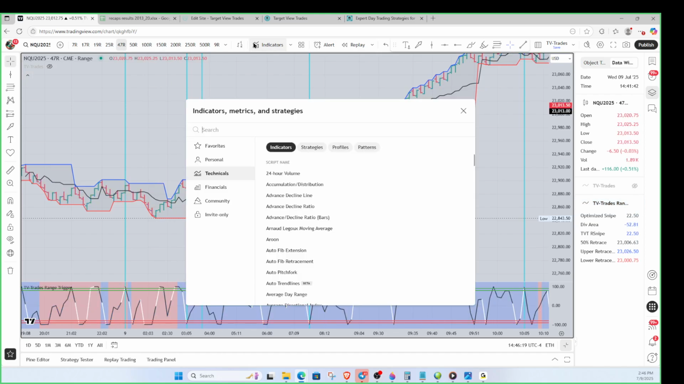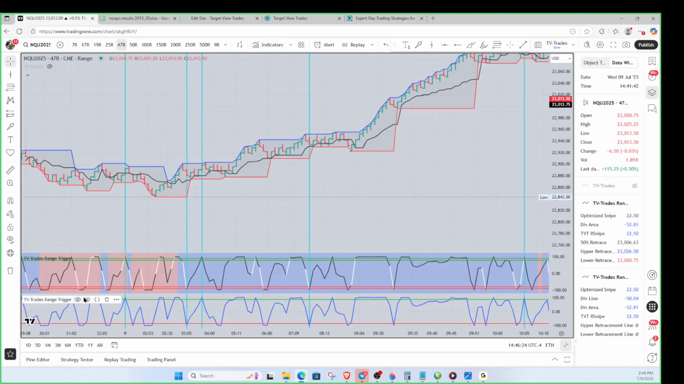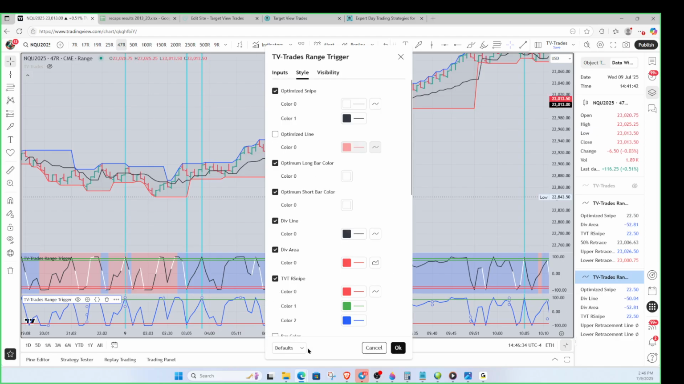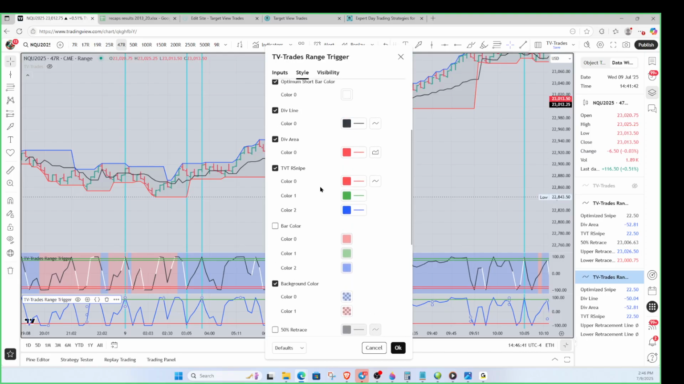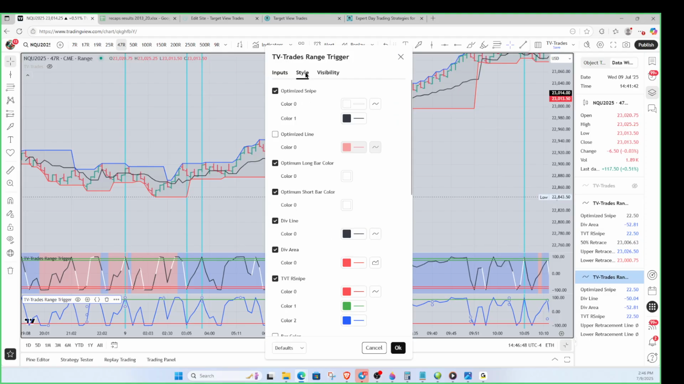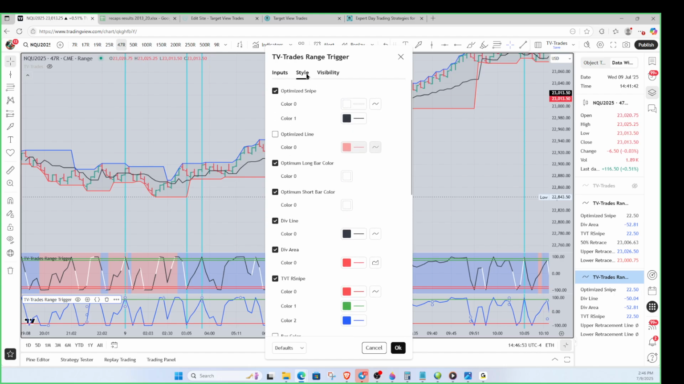If I go put a fresh one on like this, if I go to favorites, go to range trigger, by default this is what it looks like. TV trades is on, show retracement levels is not on, the password is not in there, optimum trigger is not enabled. So none of this stuff over here really works. You can change the color down here, I think. No, actually, none of this stuff works until you put a password in, and then you determine what works. After you put the password in, if you click display optimum trigger, then the stuff up here works and the stuff down here doesn't work.